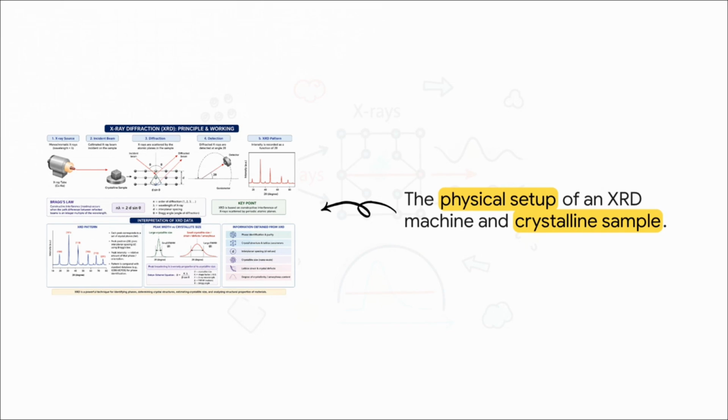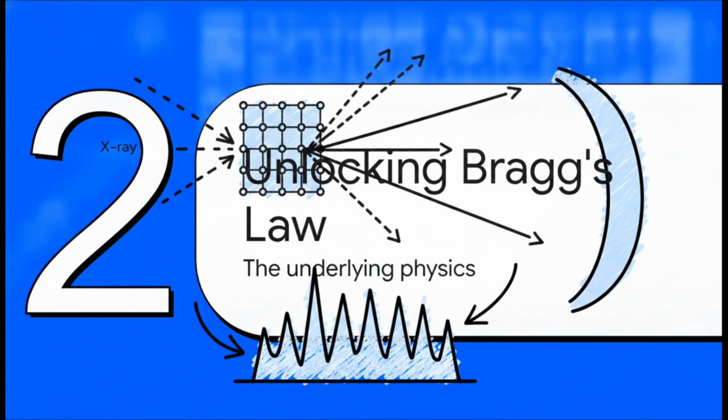We then have a detector mounted on a rotating arm, which is called a goniometer. As the incident beam comes in at a specific angle, called theta, the detector sweeps along an outside arc, capturing the diffracted X-rays at an angle of 2 theta. That detection feeds straight into a computer, giving us our final intensity graph. Moving right along to section 2, unlocking Bragg's law.